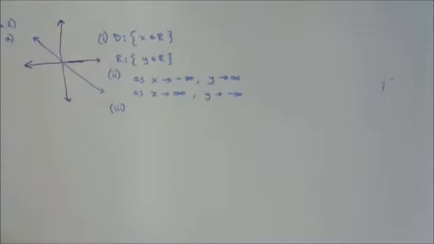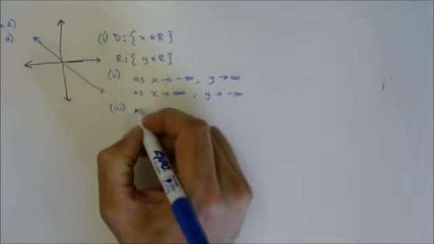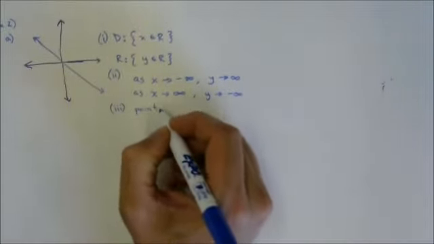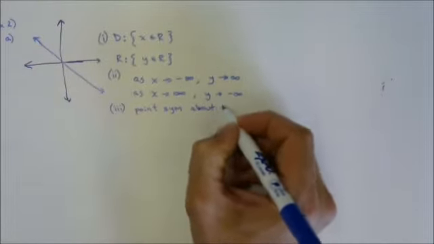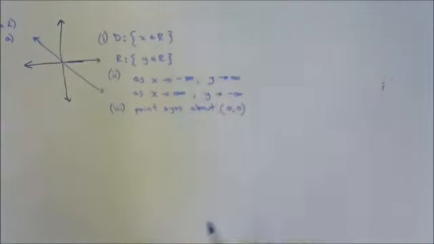Third thing we need to do is identify any symmetry. Is there point symmetry? Is there line symmetry? There's point symmetry at 0, 0. So let's start with point symmetry. Point symmetry about 0, 0, or about the origin.